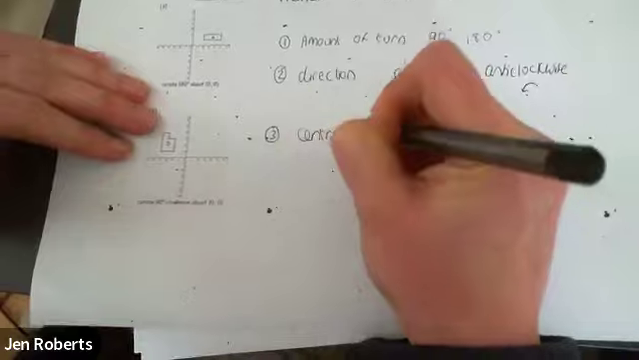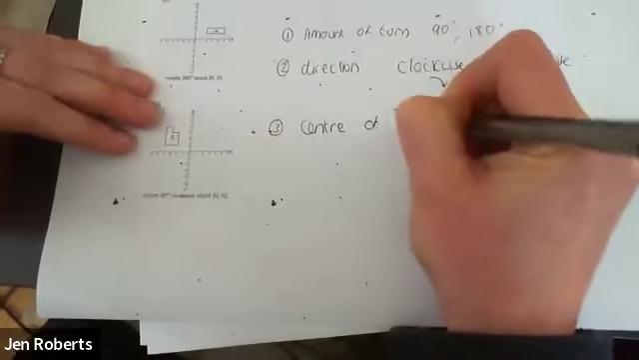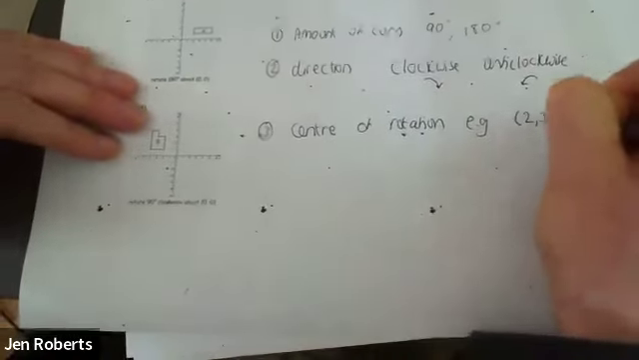And third of all, we need a centre of rotation. This is usually given by a coordinate point, so e.g. the coordinate point 2, 3.